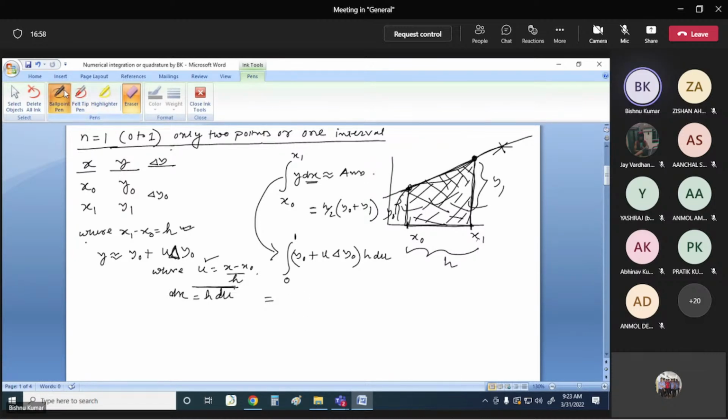What is the integration? y0 u plus u square by 2 del y0. Isn't it? And you have to put the limit here in u, upper limit 1, lower limit 0. So this value will be, tell me what is, y0 plus h, sorry, 1 square by 2. So del y0 into h divided by 2. So basically this is 1 square. This is u square, means 1 square means half.